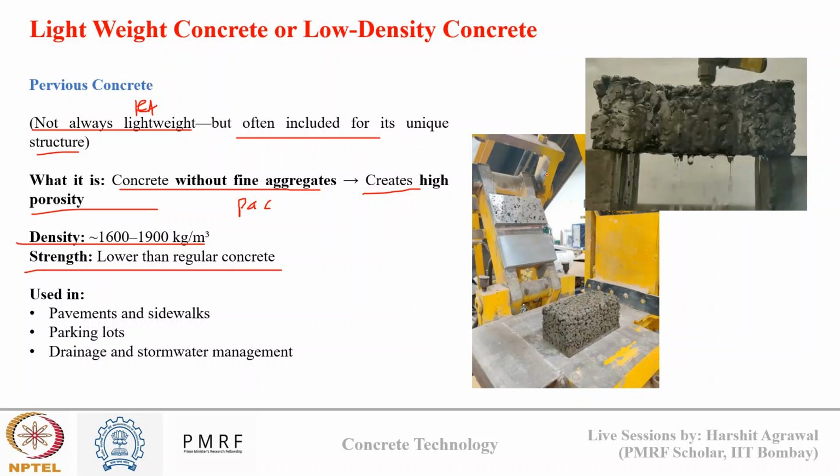Both the images that you see here are from some of my project work that I carried out at IIT Indore. In the first image, you can see how the water permeation is happening through a pervious concrete paver block. And in the second image, you can see a brick which is prepared using a pervious concrete mixture proportion. They have found wide application in pavements and sidewalks, in parking lots, and in drainage and storm management areas because of their ability to allow water to flow through them.